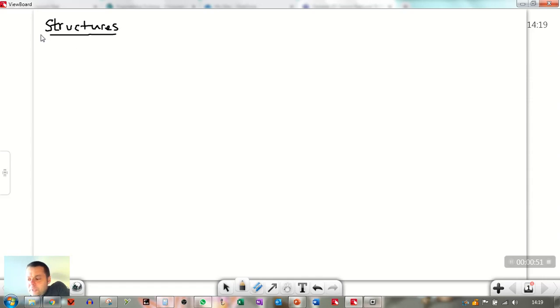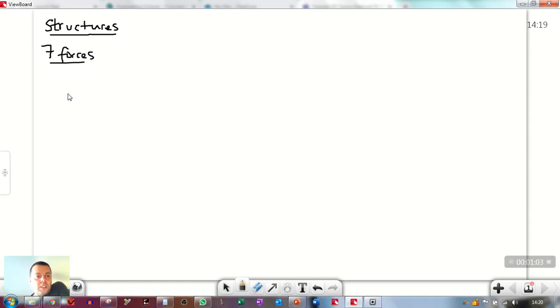Now, in terms of forces, there are seven. I'm using a wee graphics tablet, so it's all over the shop. So there are seven forces. There is tension, so that's where something gets stretched. There is compression, that's where something gets squashed.